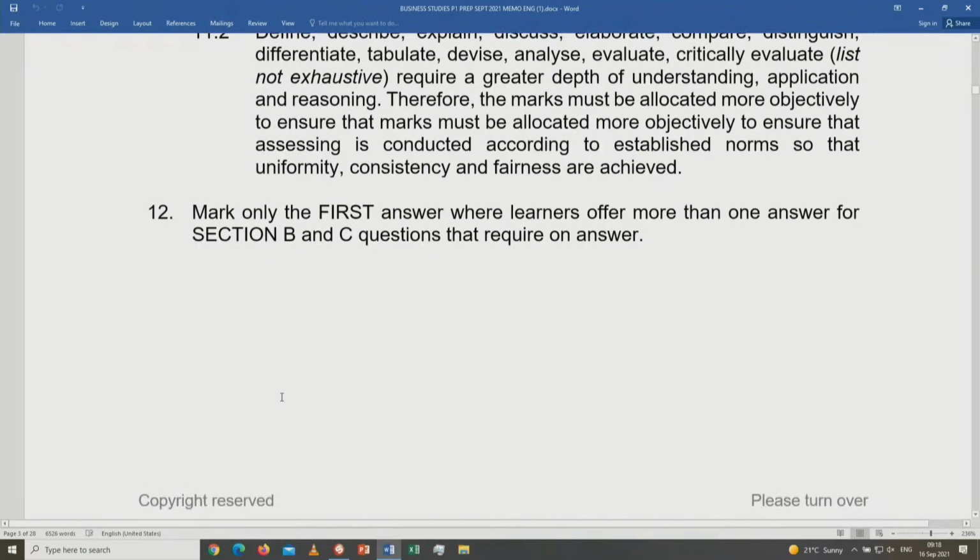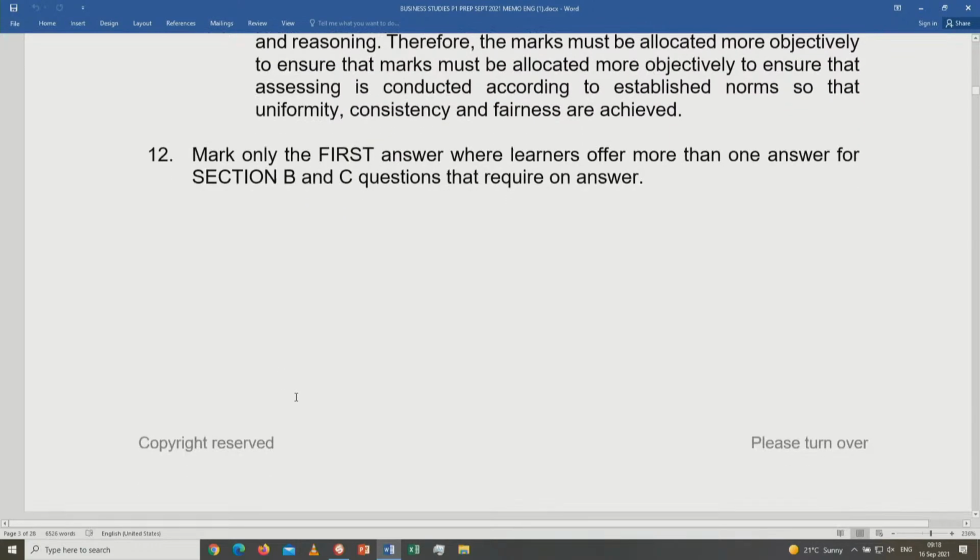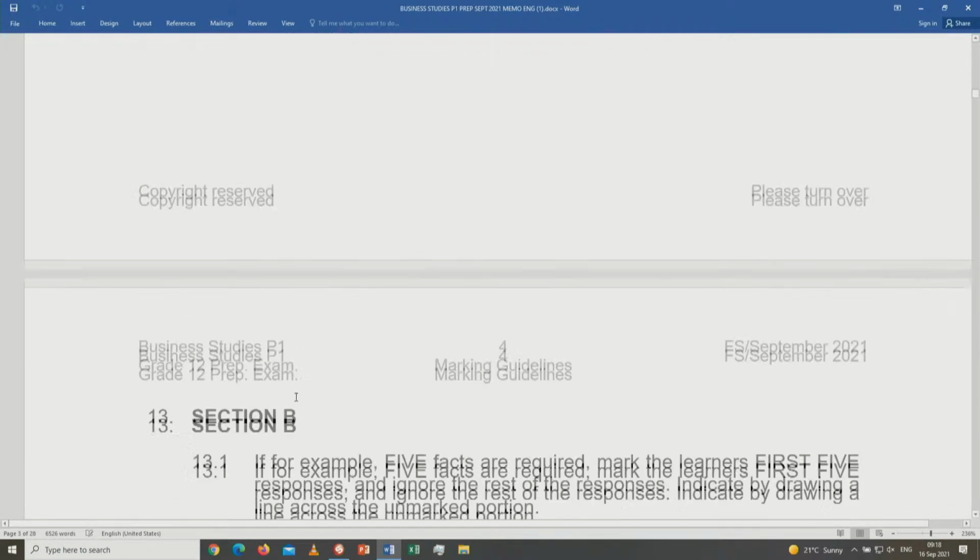Number 12: mark only the first answer where the learner offers more than 1 answer for section B and section C that require an answer. So this note has also always been there. It's just for you to implement, and please implement the notes so that your learners don't get surprised at the end of the year, because at the end of the year, adherence to the notes is not negotiable.